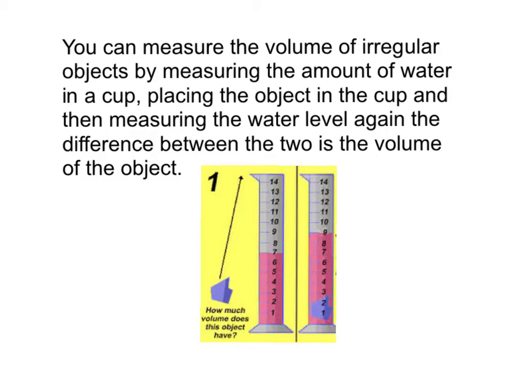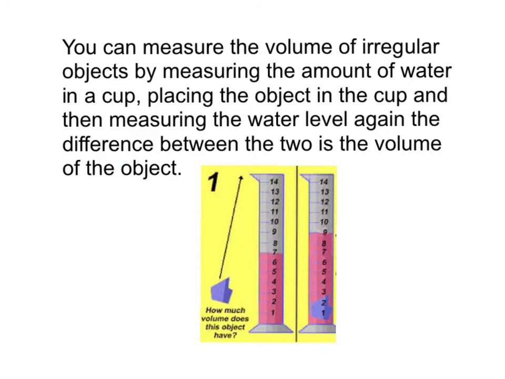So once again, as you can see here, it says you can measure the volume of irregular objects by measuring the amount of water in a cup, placing the object in the cup, and then measuring the water level again at the end, and then you subtract the one at the start from the one at the end. Now the difference, the water volume displacement, is the volume of your object.